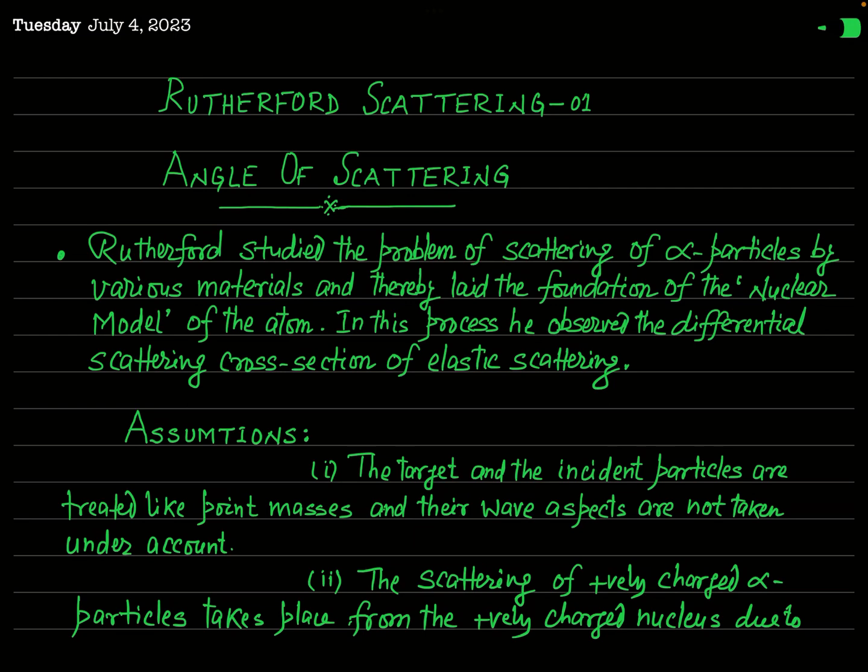Okay, so let us now start to deal with the problem of Rutherford scattering, or you can say Rutherford alpha scattering. As mentioned in the title, our aim is to find the angle of scattering in this problem. Rutherford scattering theory was developed on the basis of some assumptions, taken to develop the theory in a simple manner. As these are assumptions, they may not be experimentally correct, but taking them, our calculation will be very easy.